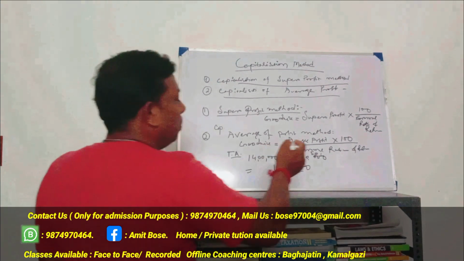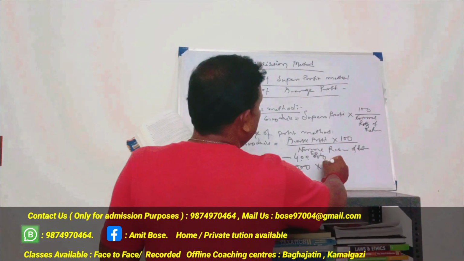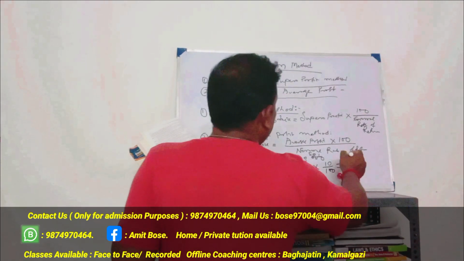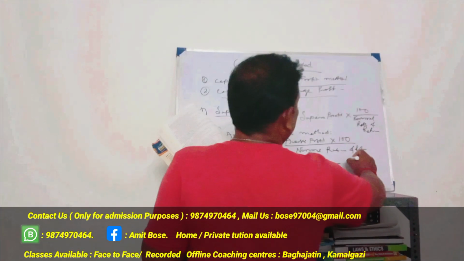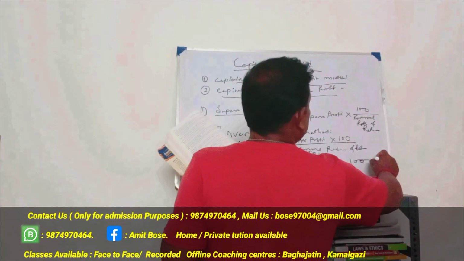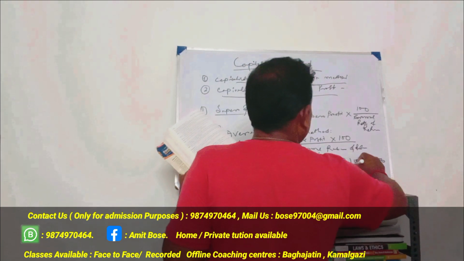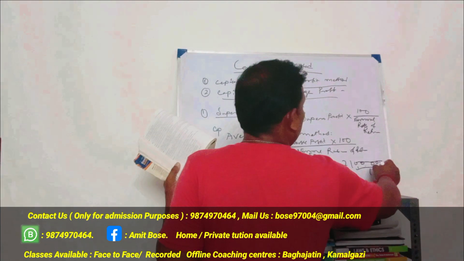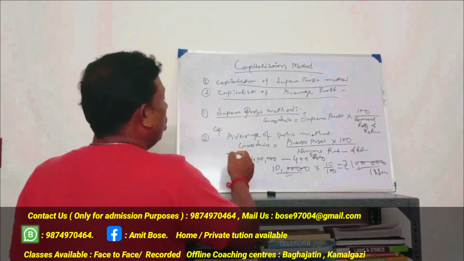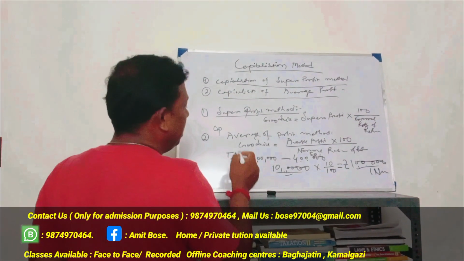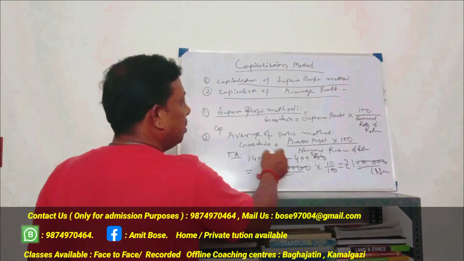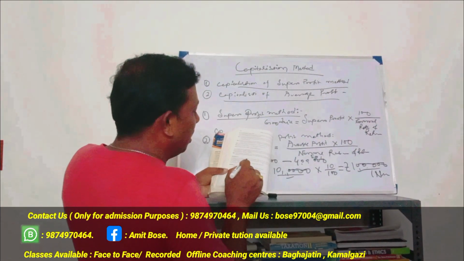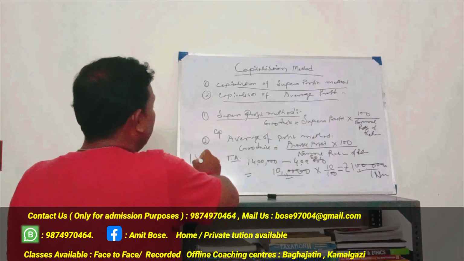So the normal rate of return is 10% of the capital employed. 10% of 10 lakh comes to 1 lakh. What is 1 lakh? 1 lakh is the normal profit. So the formula of super profit is average profit minus normal profit. Average profit is already given in the problem sum as 1,50,000.